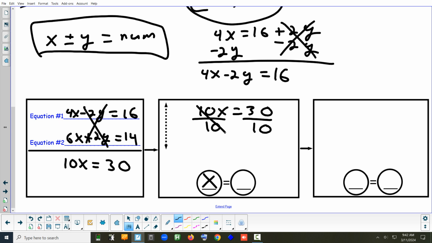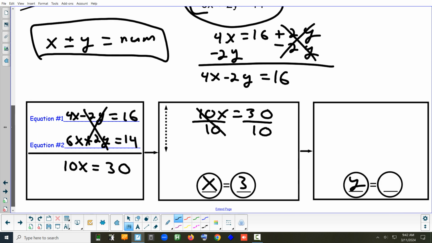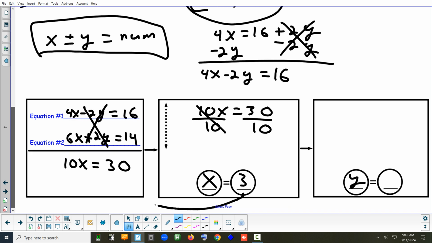And 30 divided by 10 gives me 3. Yep. Okay. So we have x. We still need to find y. So let's just get that ready. And which equation should we plug back into? The top one or the bottom one? The bottom one. Okay, we can do the bottom one. So x equals 3. And we're going to fill that in right there.